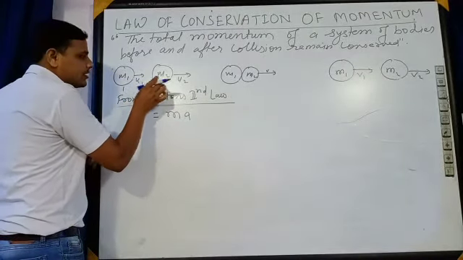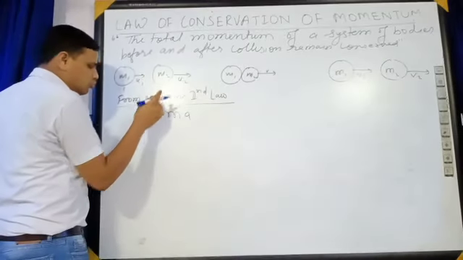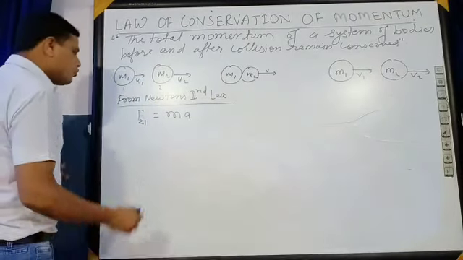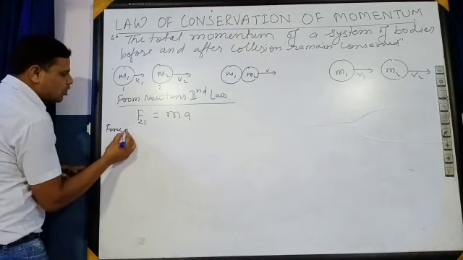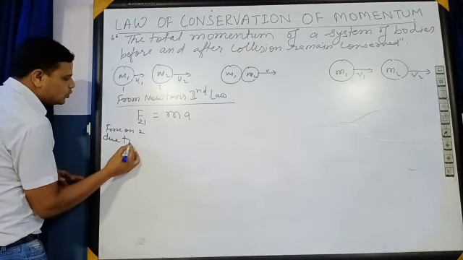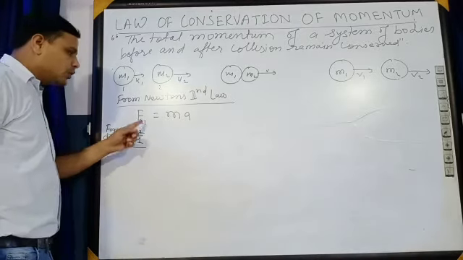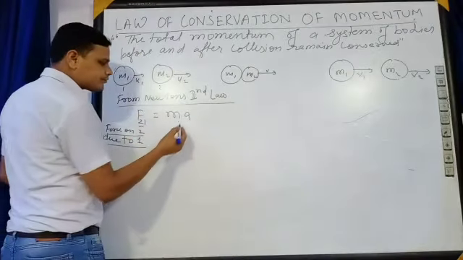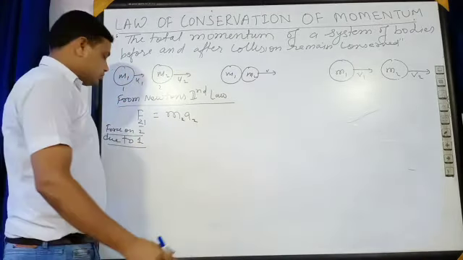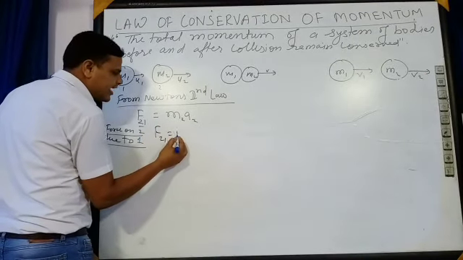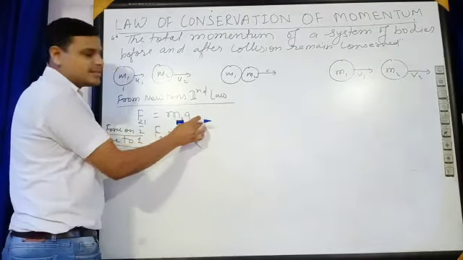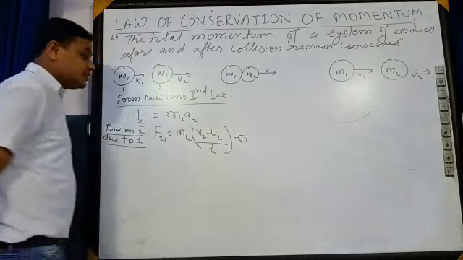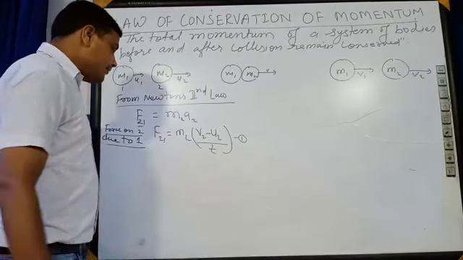Now, since body 1 is applying force on body 2, we have the force on 2 due to 1. What is F21? F21 means force on 2 due to 1. Who is getting the force? The second body, so write 2 here. We know the formula: m common. What is the formula for acceleration? (v minus u) by t. This is the formula for acceleration, the rate of change of velocity.